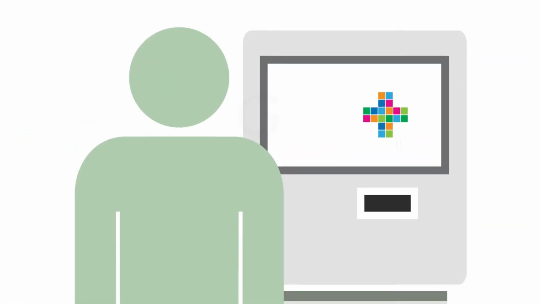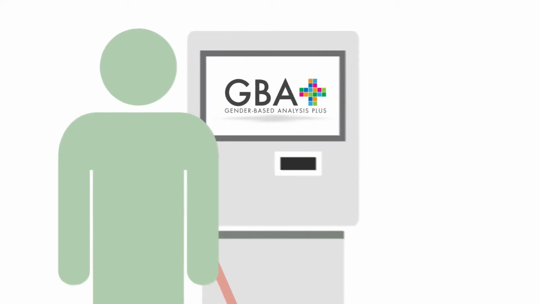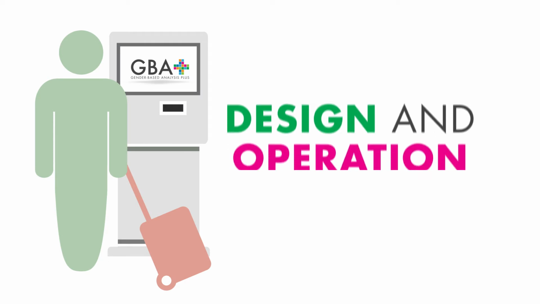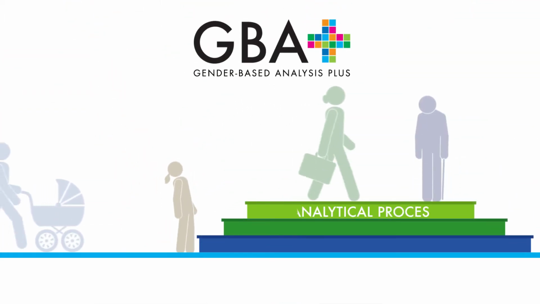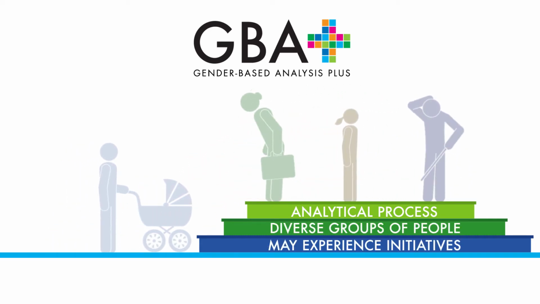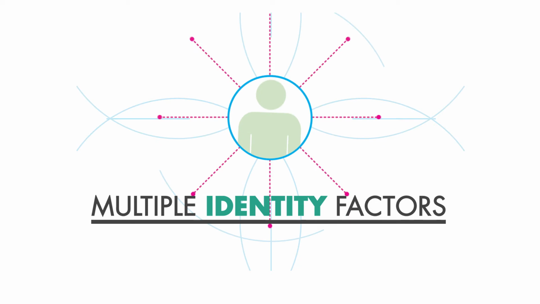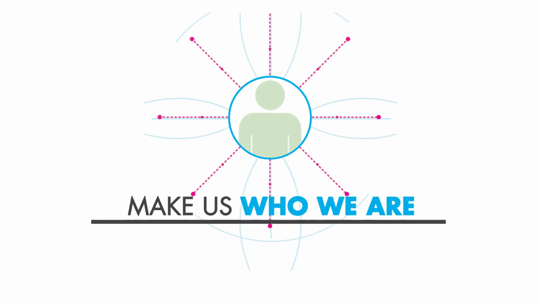Throughout the planning phase, CBSA used Gender-Based Analysis Plus, or GBA Plus, to inform the design and operation of the kiosk. GBA Plus is an analytical process used to assess how diverse groups of people may experience initiatives. We all have multiple identity factors that intersect to make us who we are and impact our lived reality.